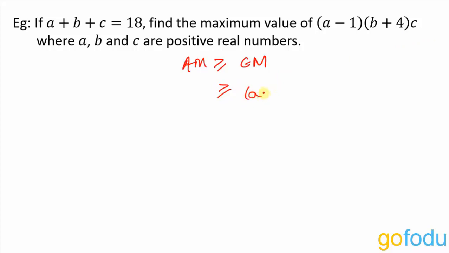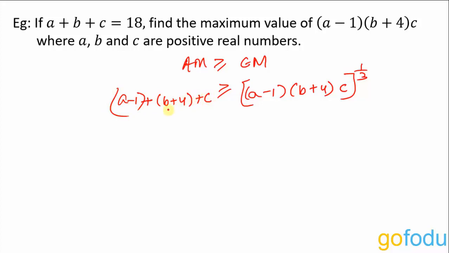For GM, I have (A minus 1) into (B plus 4) into C whole raised to 1 by 3, as these are three quantities. So on the left hand side as well, I will need (A minus 1) plus (B plus 4) plus C, the sum of these three quantities upon 3. And this, by the way, I can easily get. This is nothing but A plus B plus C minus 1 plus 4, that is plus 3. This numerator is A plus B plus C plus 3. A plus B plus C is 18, 18 plus 3 is 21, 21 upon 3 is 7.